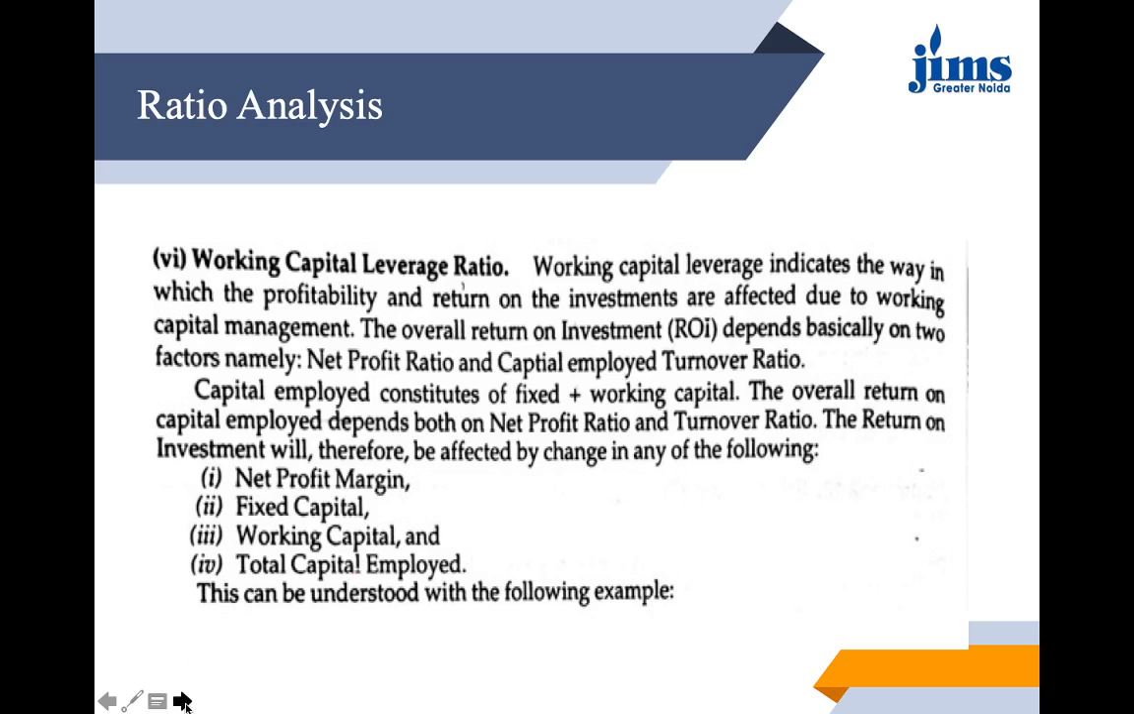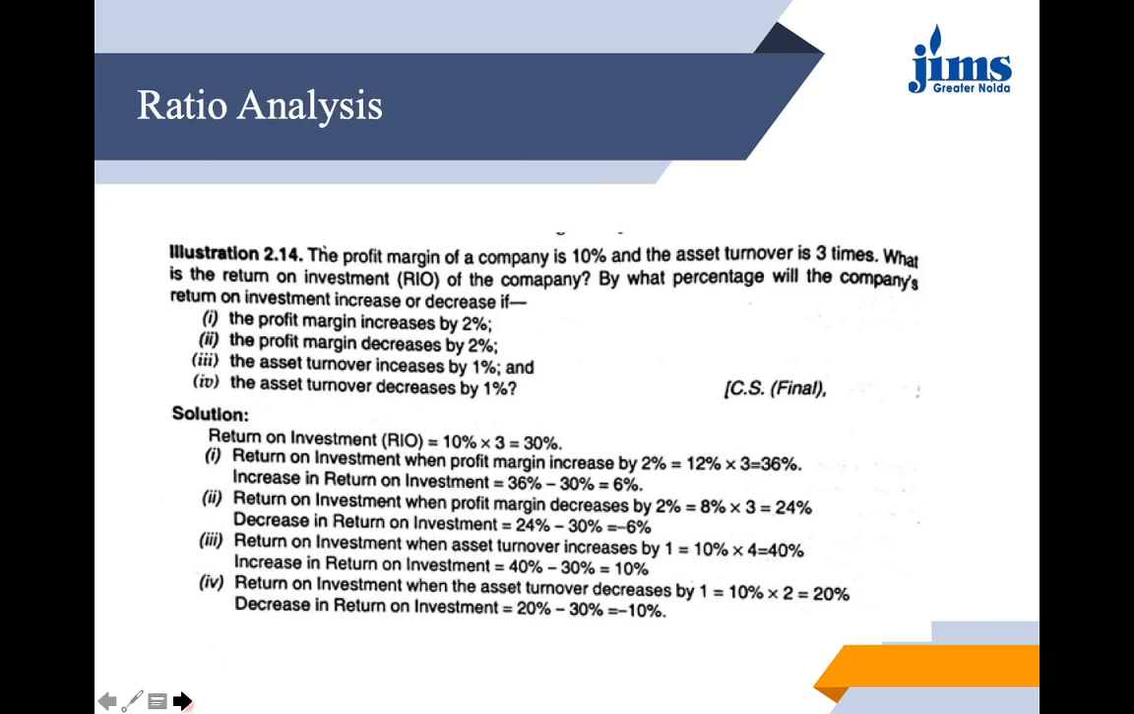Now let us understand this using the next example. The profit margin of a company is 10% and the assets turnover is 3 times. What is the ROI, the return on investment of the company? By what percentage will the company's return on investment increase or decrease if these four possibilities are given to us? Let us see each possibility one by one. At this moment, the return on investment we can calculate as 30%. Why? Because the profit margin is 10% and assets turnover is 3 times. So at the moment, without any further changes, it is 30%.